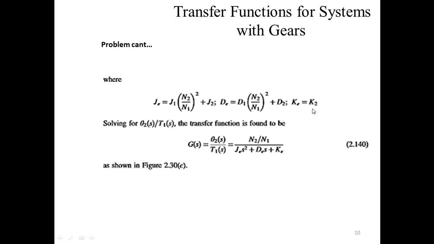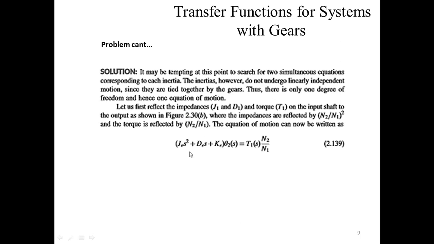Similarly, this K isn't connected directly with the gears, so it is not mentioned with the N2 or N1. There is only one spring involved, that is K2, so it is written as it is. So now if you write these things into a single equation, you get J E s square plus D E s plus K E into theta 2 of s is equal to T1 of s multiplied by N2 by N1. So you see that this is the main equation that you got from this.